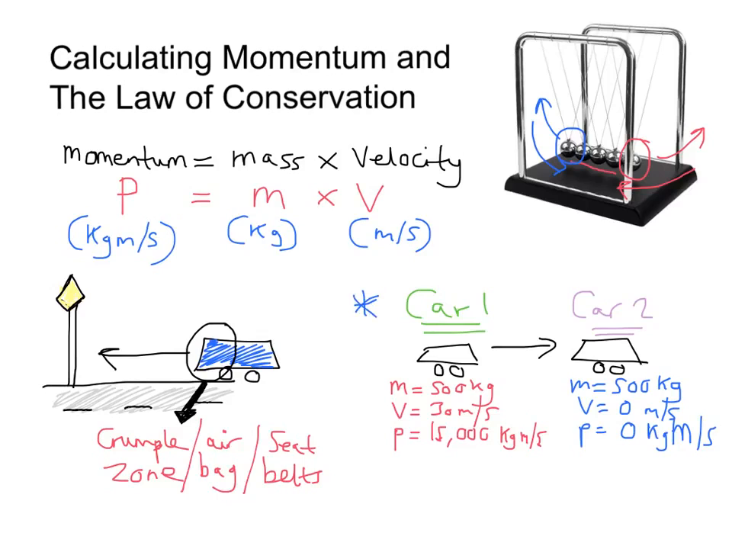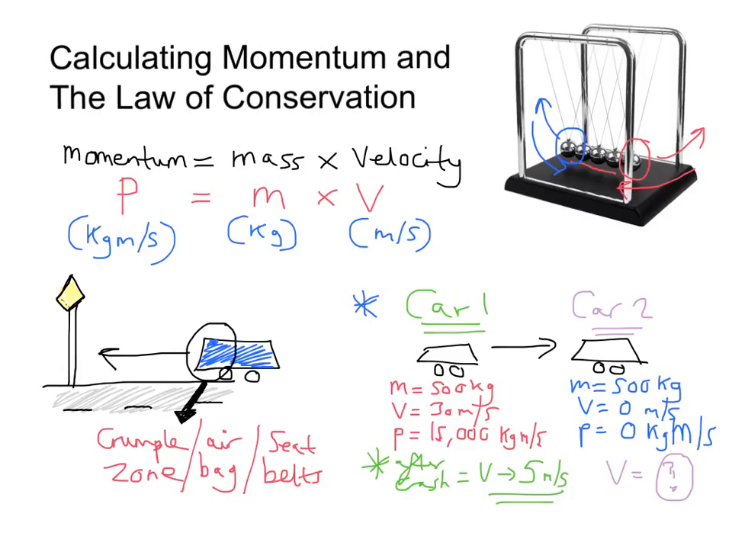Now this is how a common question kind of goes. So this is our scenario, two cars colliding, and it may say after the crash, car 1 has a new velocity of 5 meters per second. And the question is, can you work out the velocity of the second car?